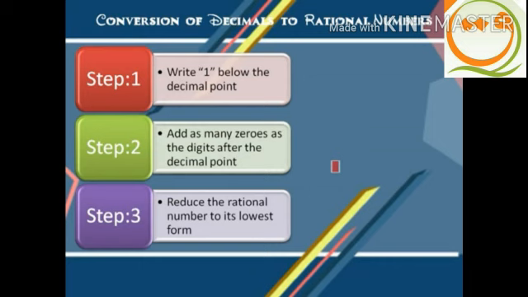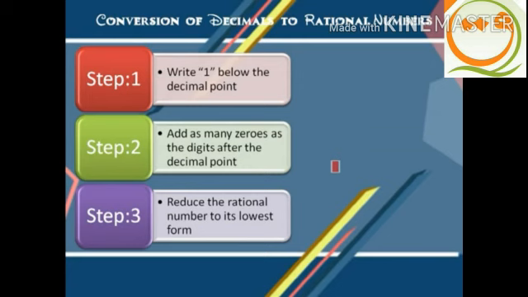Again, repeat them with me. Step 1. Write 1 below the decimal point, in the denominator. Step 2. Add as many zeros as the digits after the decimal point. Count the digits after the decimal point, and as many digits as there are, you have to add that many zeros after 1 in the denominator. In this same step, you will get rid of the decimal point. And step 3 is reduce the rational number to its lowest form.